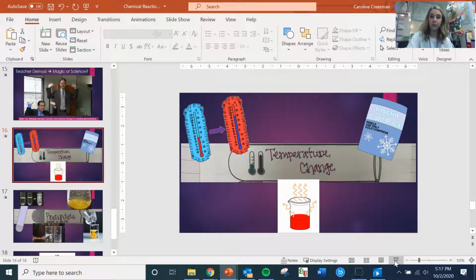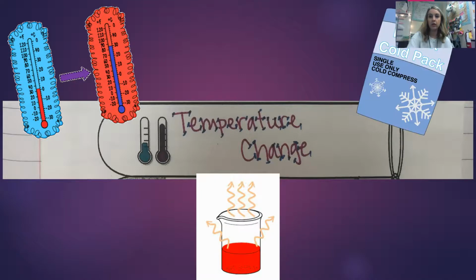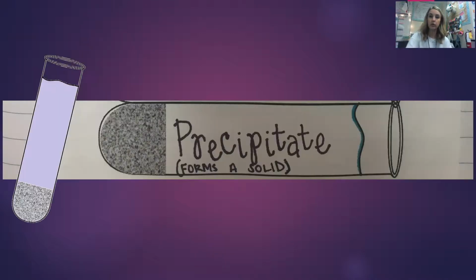Okay, so unexpected temperature change has to be from mixing two or more substances. And our last one is a precipitate. It kind of sounds like precipitation, but it's not the same. Precipitation is rain. Precipitate means it forms a solid. Okay, now it doesn't mean that the whole thing turns into a solid. It just means a solid forms inside of it.